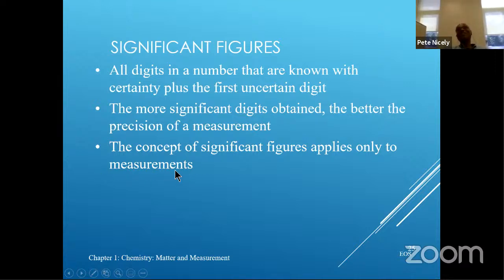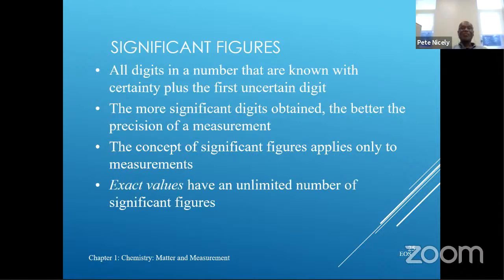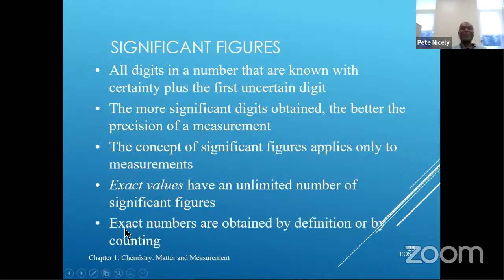So what we're going to see later on is that when it comes to numbers that you will be exposed to and that you'll be using in chemistry and other sciences, there are two types of numbers. You have measured numbers, and then you have what are known as exact numbers. So the concept of significant figures will be applicable to measured numbers. When it comes to exact numbers, we consider them to have an infinite number of significant figures, and we're going to talk about that later on. In fact, that's what we say right here, actually. Exact values have an unlimited number of significant figures.